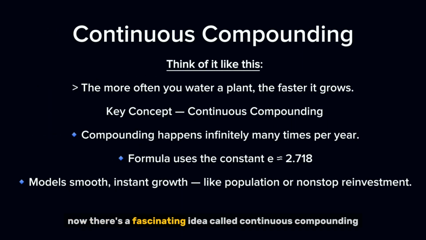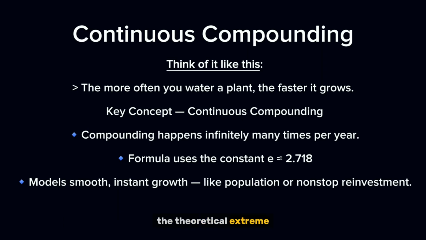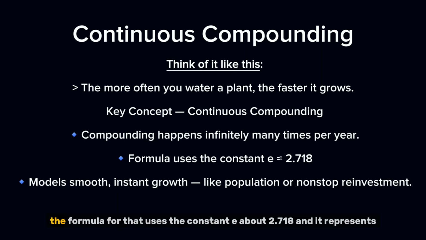Now there's a fascinating idea called continuous compounding, the theoretical extreme where compounding happens infinitely many times per year. Instead of waiting for each month or day, your money is constantly earning interest at every instant. The formula for that uses the constant e, about 2.718, and it represents the absolute limit of how fast compounding can grow your balance at a given rate.